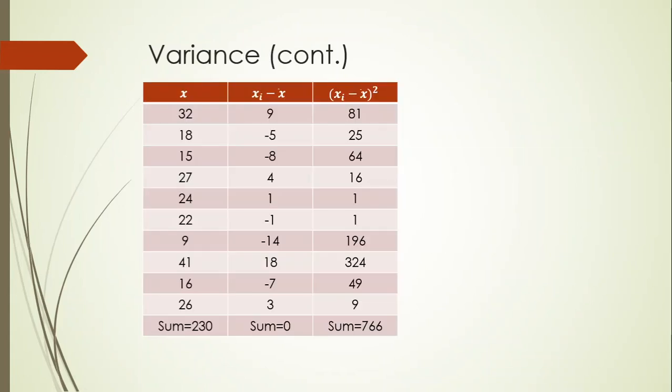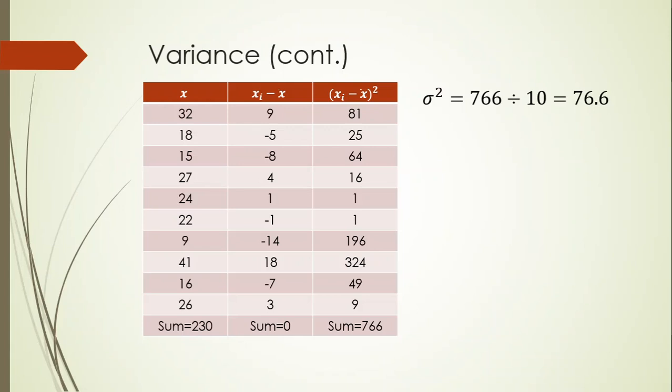Alright, so let's look at this set of data again. Now, instead of taking absolute values, the third column, we are going to square them. So we got 81, because that's 9 squared. We get 25, that's negative 5 squared. So the squares are always going to be positive, and generally it's easier to do calculations with squares than it is with absolute value. So we get a sum of 766 for all of those squares.